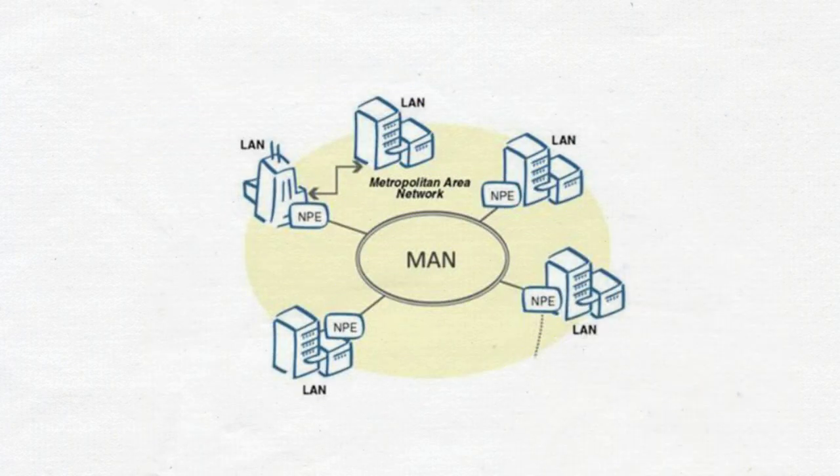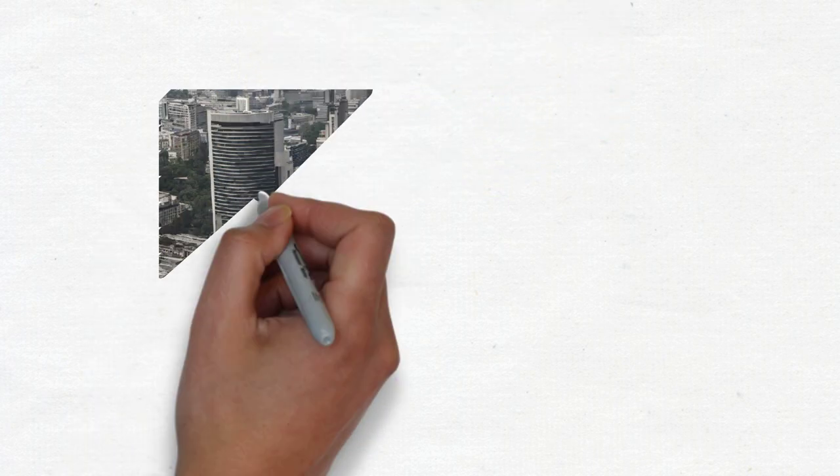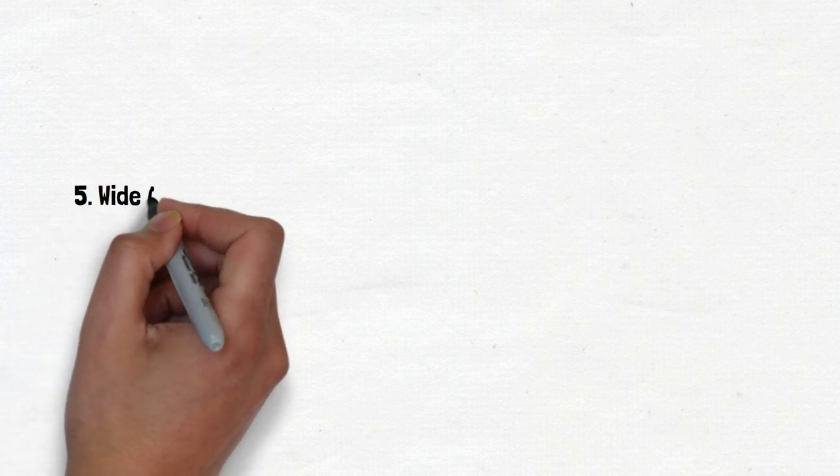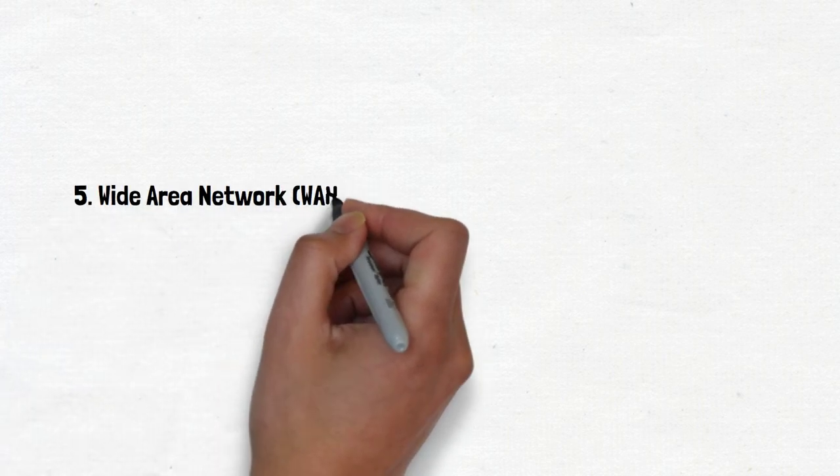Number four is the Metropolitan Area Network, or MAN. It's a type of network that interconnects over a large geographical range. For example, when we have different government offices spanning the entire city, then it is the most effective type of network to communicate. Number five is the Wide Area Network, or WAN.